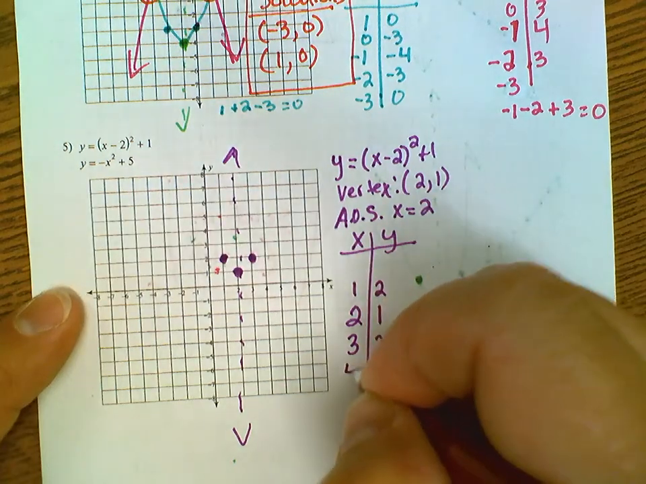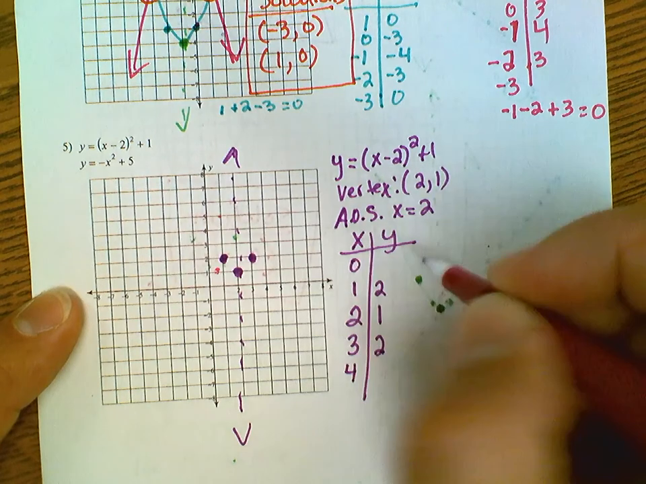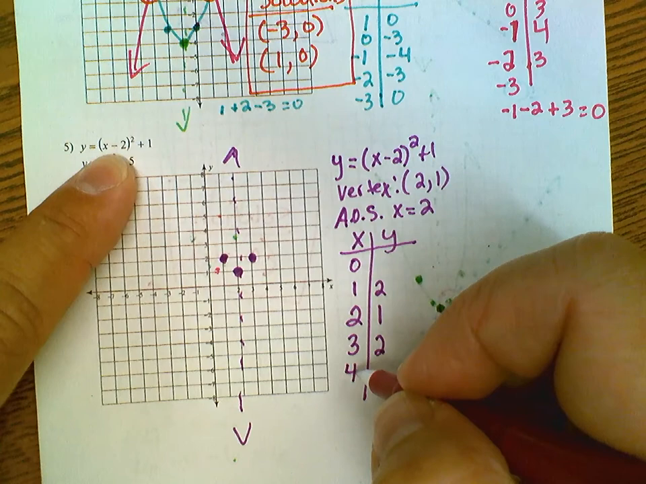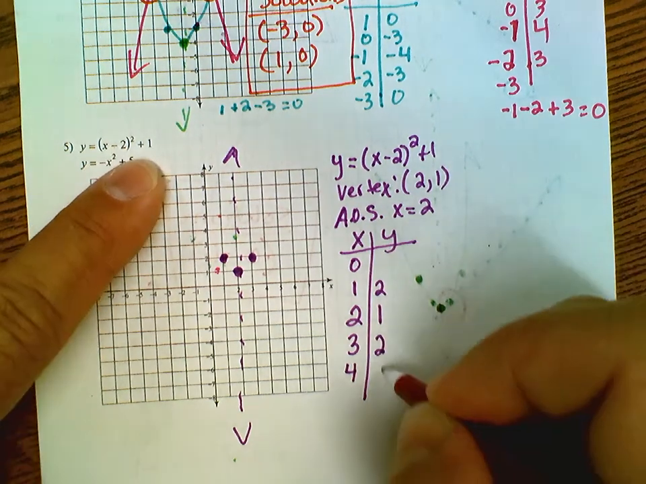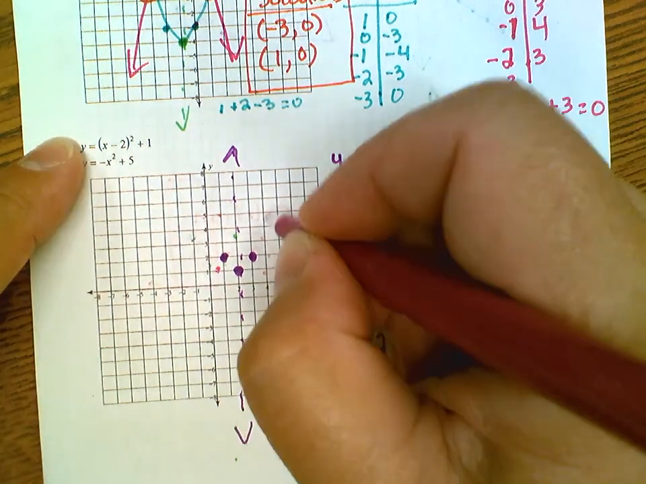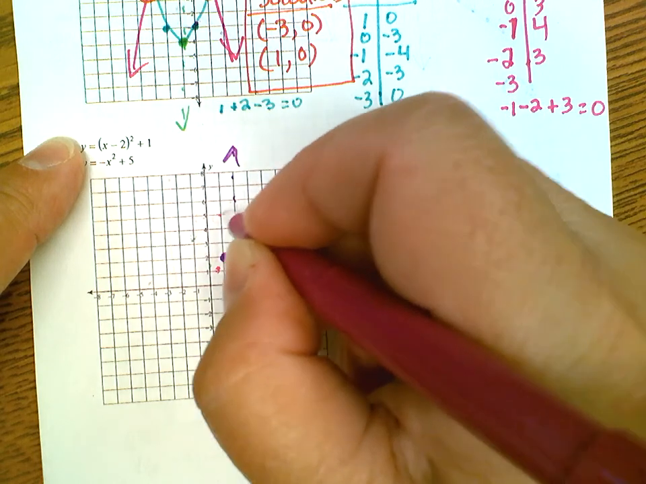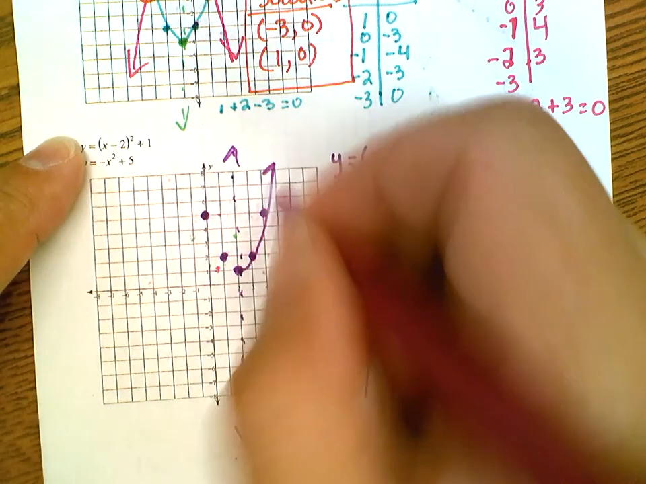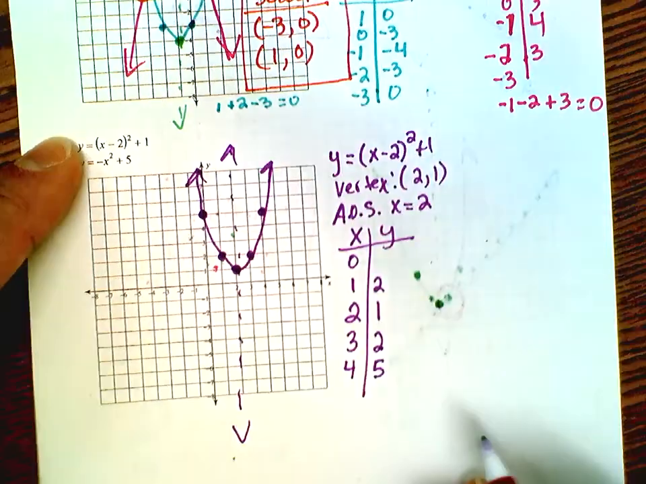And I may as well go ahead and do another one. So 4. 4 subtract 2 is 2. Squared is 4. Plus 1 is 5. So I have 4, 5. Count 2 spaces, and I have the other one. So let's go with this and see if this gives us what we need.